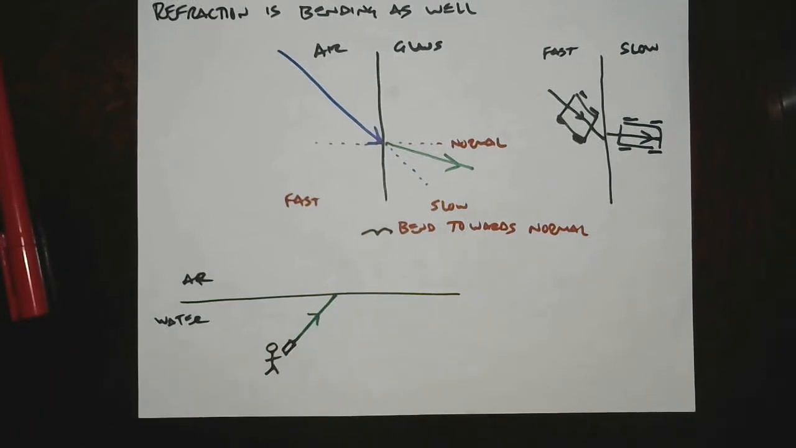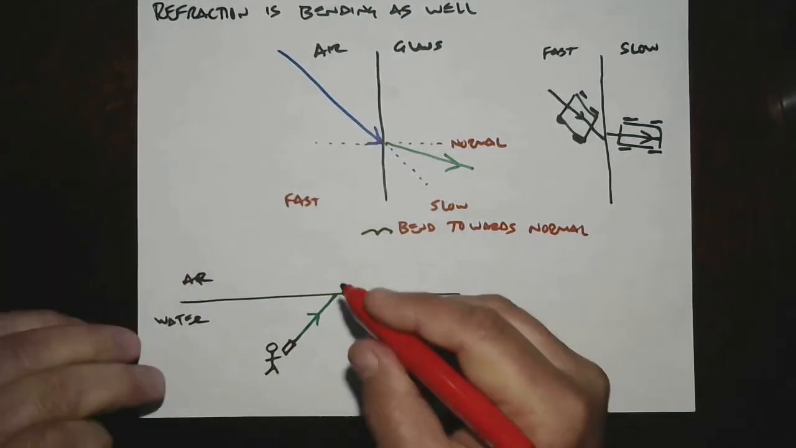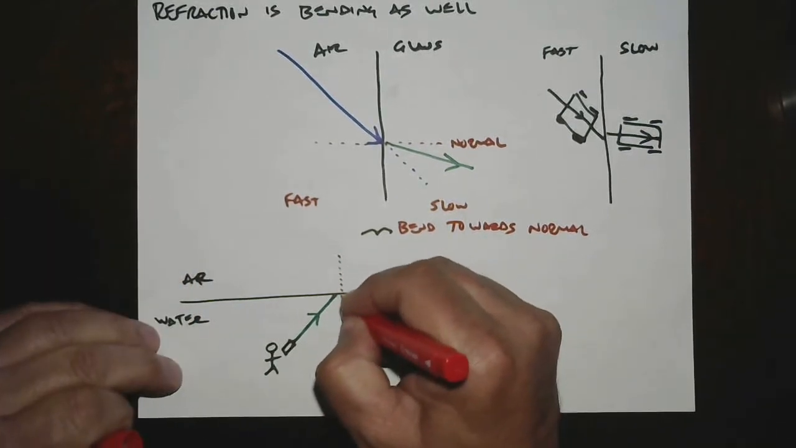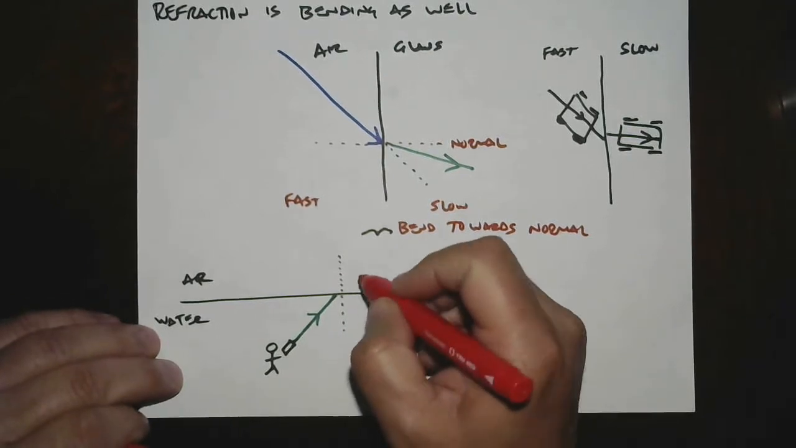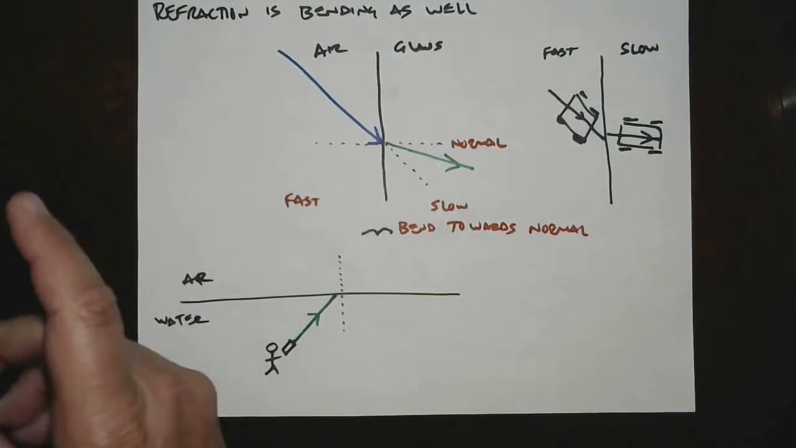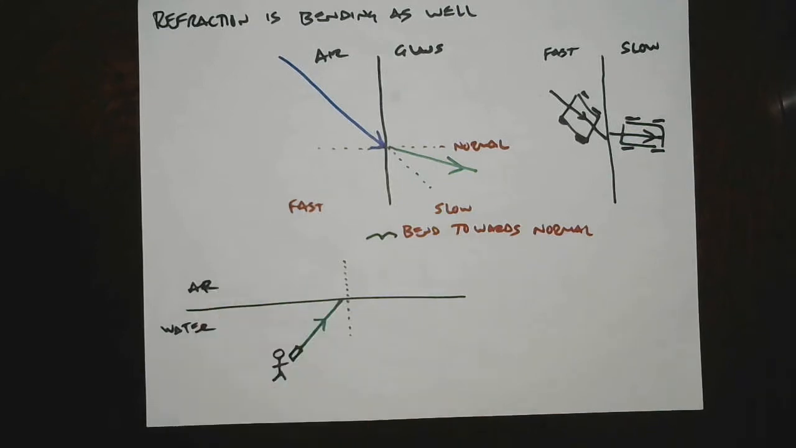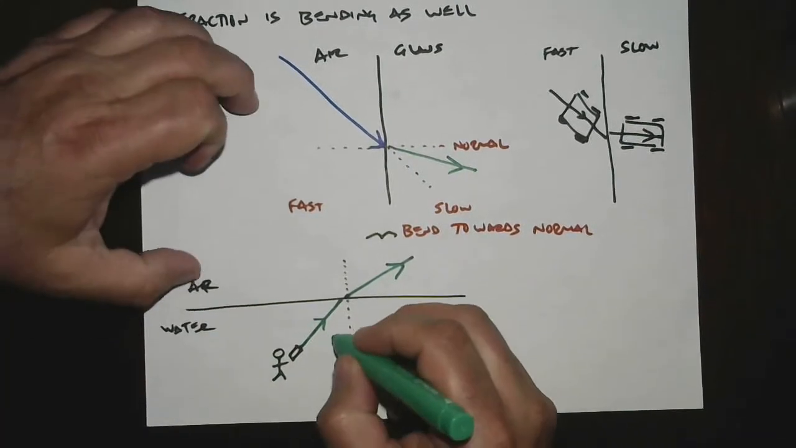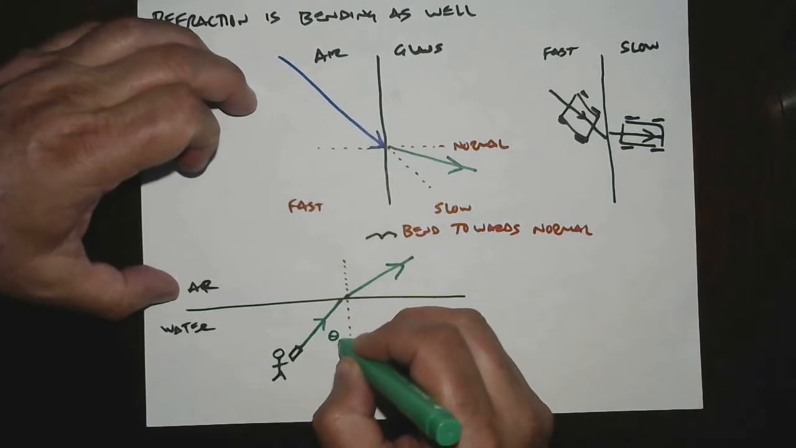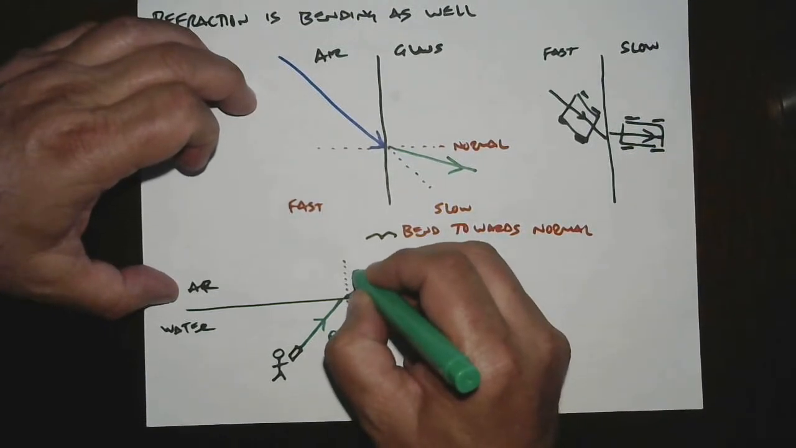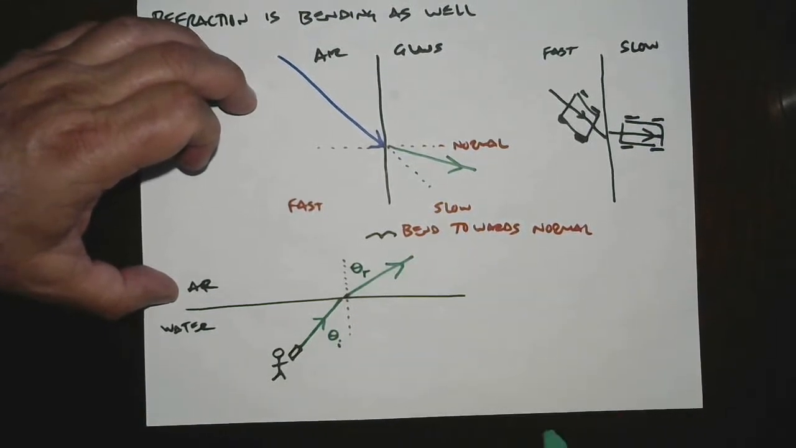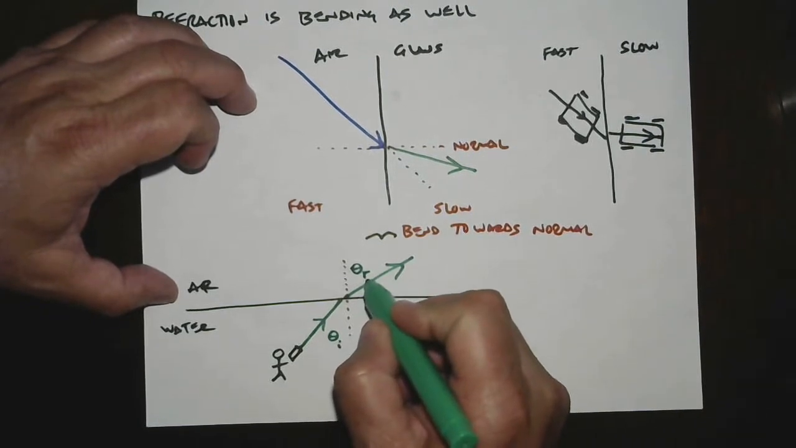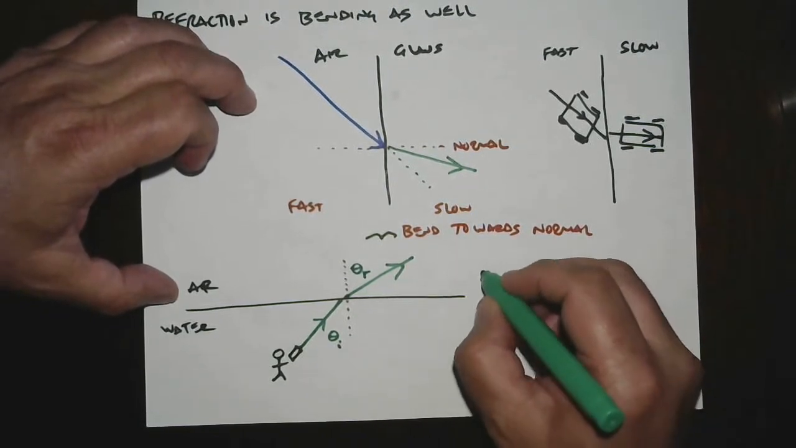Oh yeah, you're good. And then what happens is when it reaches the boundary, it's going to bend away from the normal because we're going from a slow material to a fast material. And so the laser actually misses. So this angle inside the material is much smaller than the angle outside the material. I for incident, R for refracted.